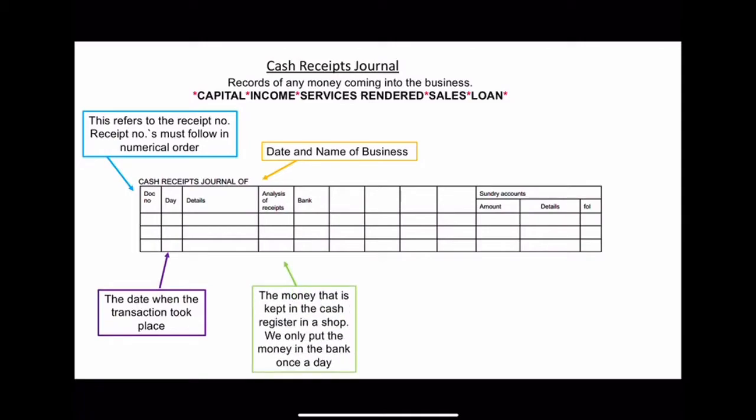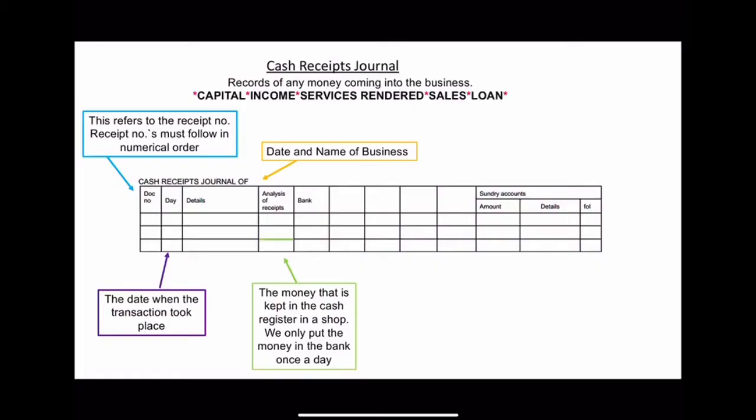Next, we look at the analysis of receipts column. So the analysis of receipts column basically represents our cash register at the business. So when you buy from a shop, they put the money into the cash register. Now, why do they put it into the cash register? Because it would be silly and expensive for an employee to run to the bank every time that someone paid, to deposit that money. So instead of putting it in the bank straight away, we put it in the analysis of receipts column. Then at the end of the day, we transfer that money to the bank.